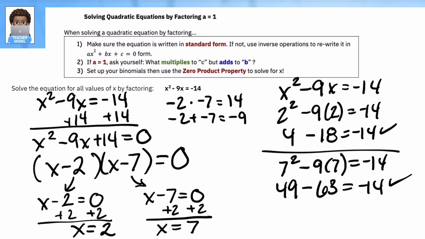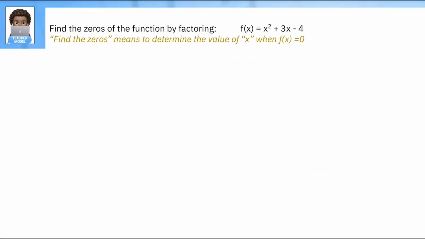Let's try one more together. All right, find the zeros of the function by factoring. And it says zeros, that means we have to find it when f of x is equal to 0. So all I'm going to do is rewrite this and just set it equal to 0, because f of x is equal to 0. And I'm going to do the same mathematics we've done before. So we still have our a, b, and c. So what are the factors of c that add up to b?